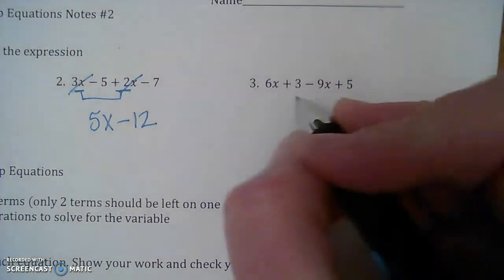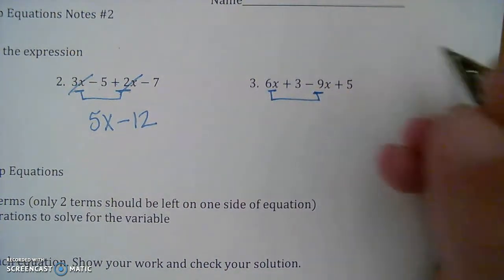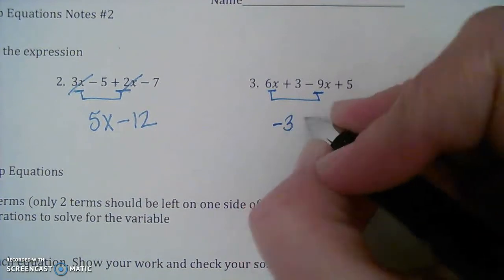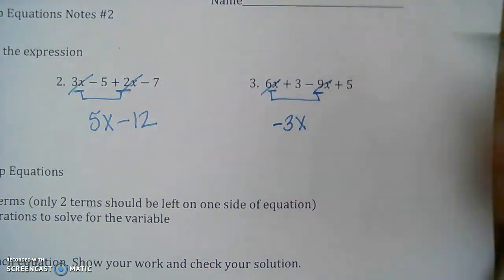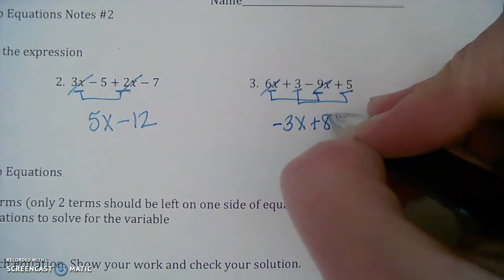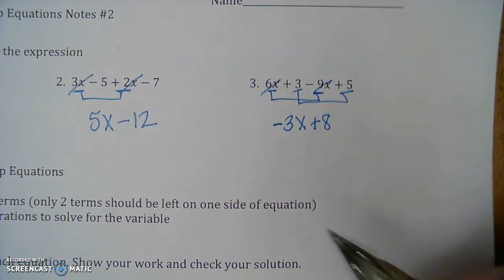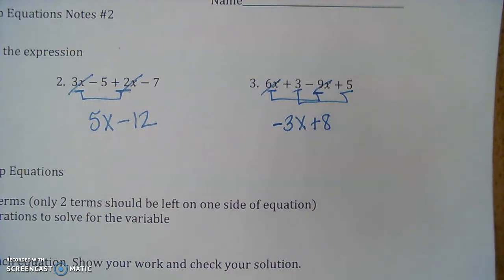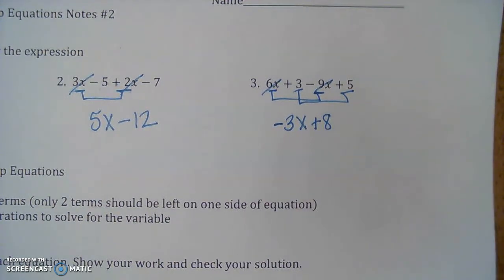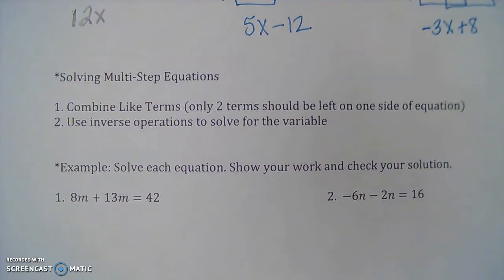Number 3, you have 6x minus 9x. So 6 minus 9 is negative 3x. Cancel those. And then 3 plus 5 is 8. So since it's positive 8, you put a plus 8. Negative 3x plus 8. So again, that's called combining like terms, something we did right at the beginning of third trimester.